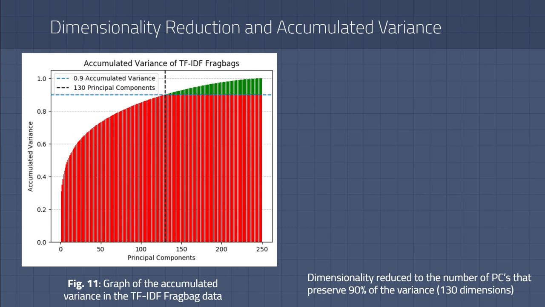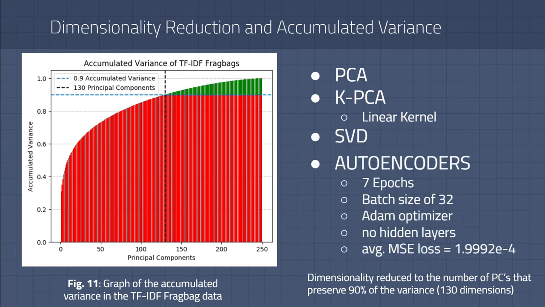To perform this dimensionality reduction, we experimented with the following techniques: PCA, linear kernel PCA, SVD, and autoencoders. The best results were given by PCA and SVD, but we will discuss more on this later.